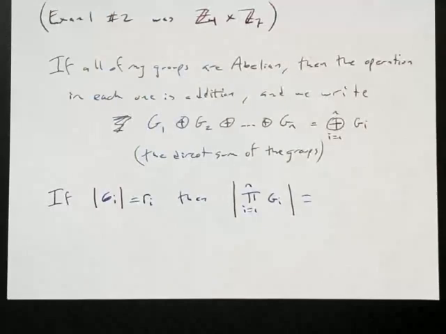Generalize. Group 1 has r_1 things in it, 4. Group 2 has r_2 things in it, 7, in general. G has r_1 times r_2 things. r_1, r_2, r_3, r_4, all the way up to r_n. How many things are available? Multiply them all together.